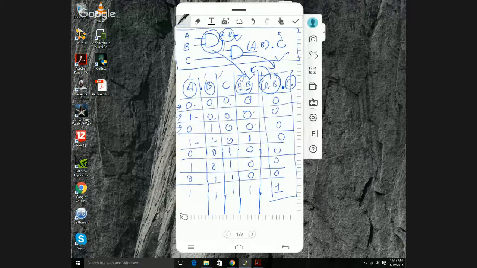Mostly such questions come in CIE with 4 marks, 1 mark if you have two correct answers. So if somebody makes a mistake, they are going to lose 1 mark. So this is how it goes. Right?